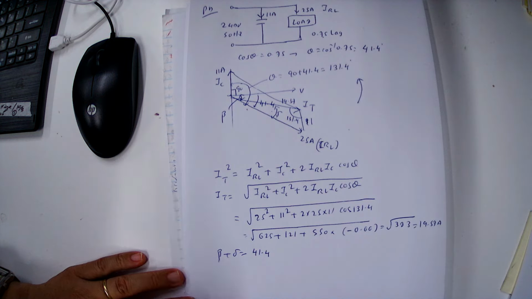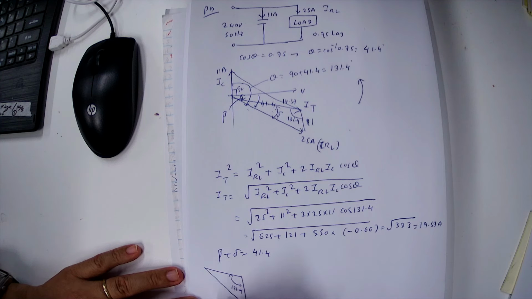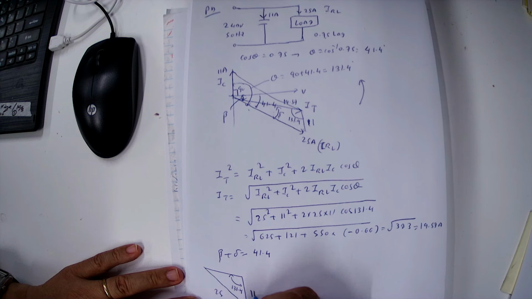So in this diagram, this angle is 131.4, this magnitude is 25, and this one is 11. We need to find the angle delta. This magnitude is the current, 19.57.